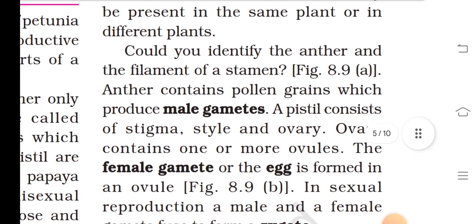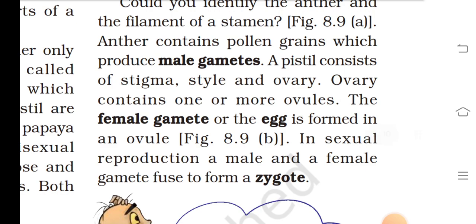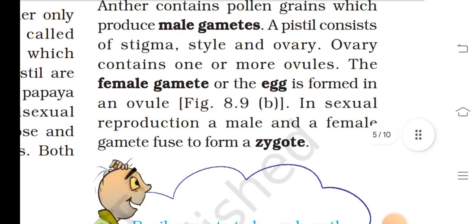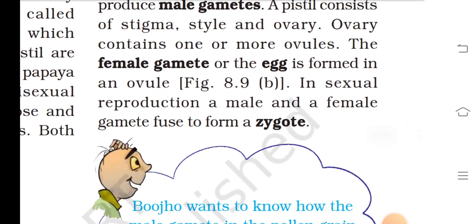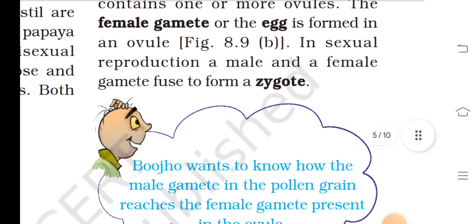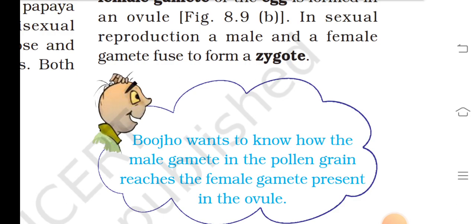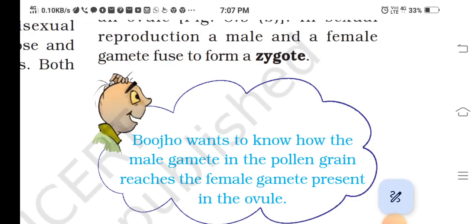Could you identify the anther and the filament of the stamen in the figure? Anther contains pollen grains which produce male gametes. A pistil consists of stigma, style and ovary. Ovary contains one or more ovules. The female gamete or egg is formed in the ovule. In sexual reproduction, the male and female gametes fuse to form a zygote.